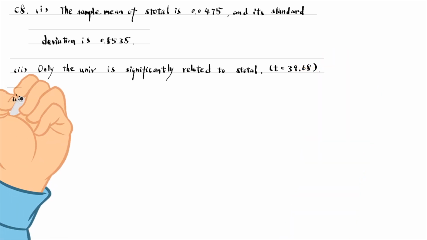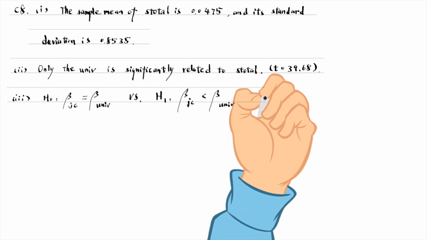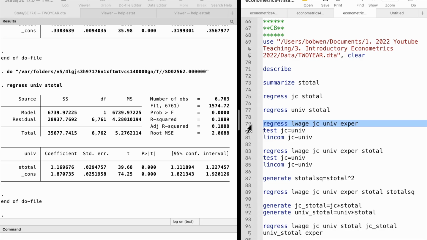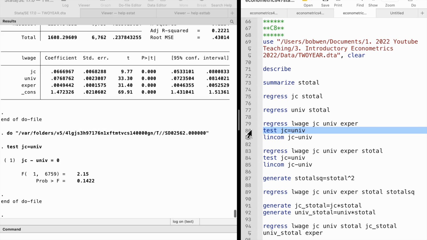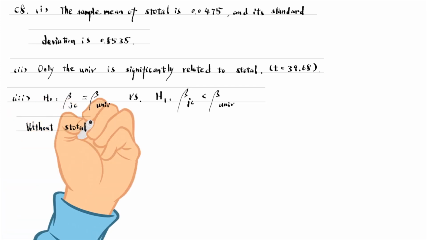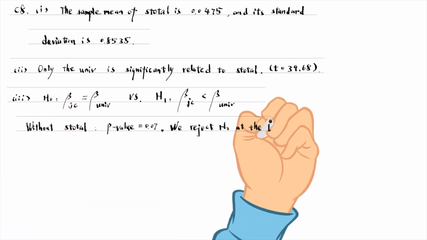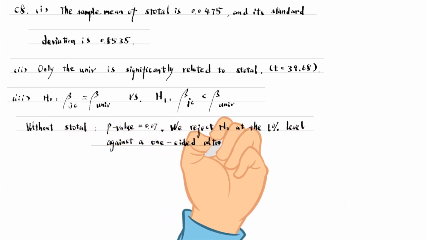In part 3, we test for the null hypothesis that the return to school is identical for 2-year college and 4-year college. We estimate the models with and without the test score variable. We can use either the test command or the lincom command in Stata to test for the null hypothesis. Without the test score variable, the one-sided p-value is 0.07, so we reject the null hypothesis at the 10% level.